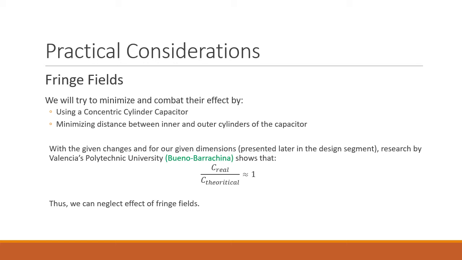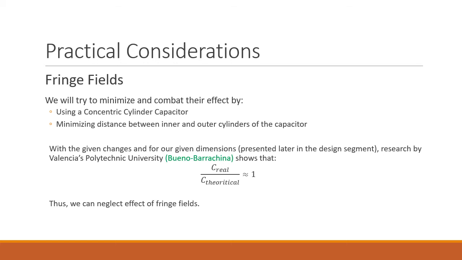Additionally, research conducted by Valencia's Polytechnic University has shown that reducing the distance between the inner and outer cylinders of the capacitor would also help reduce the effect of fringing fields, which is what I have attempted to implement in my designs. That same research shows that for our selected dimensions of the capacitor, that is, length of 1 meter and distance of 0.02 meters between the cylinders of the capacitor, I'll go more into details about the dimensions later in the design section of the presentation. For those dimensions, the effect of fringe fields become very minimal, and thus we can simply neglect their presence and their effect.